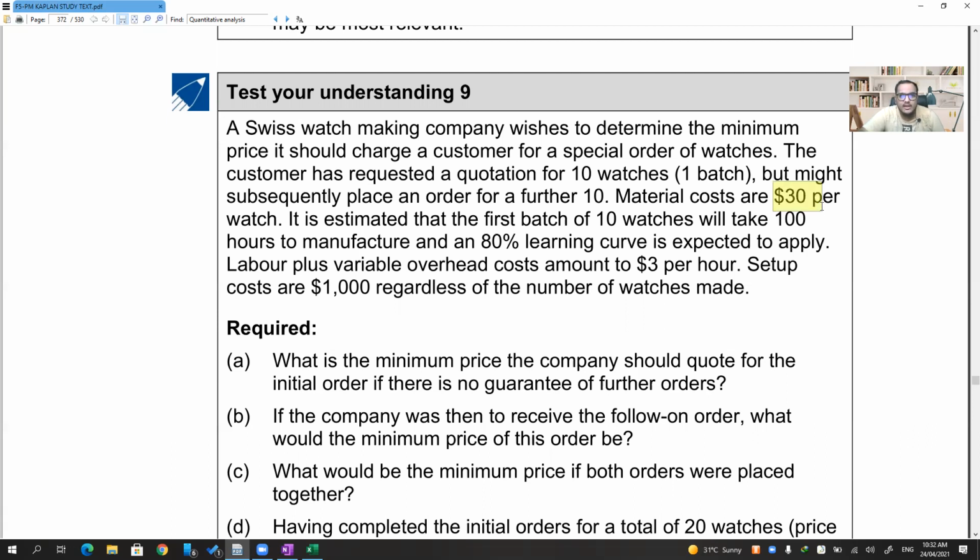Material is going to take 30. 10 watches, 100 hours, so each watch is 10 hours. Labor plus variable cost is $3 per hour. 10 into 3, $30. 30 plus 30, 60. Setup costs are 1000, and you are going to produce 10 units, that means each unit $100. 100 plus 60, 160. Clear?